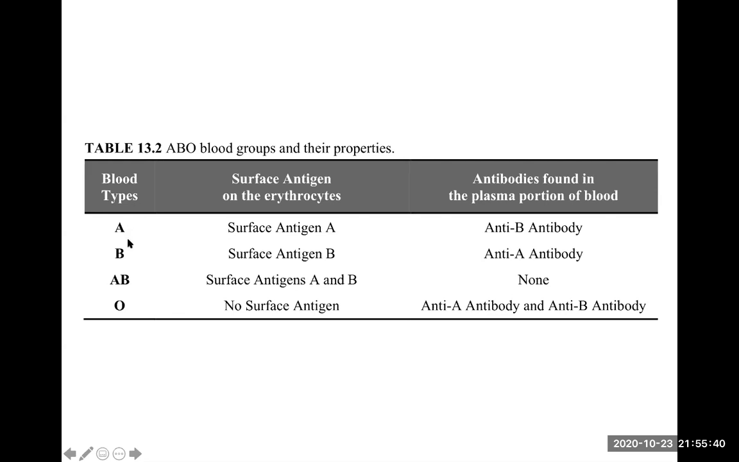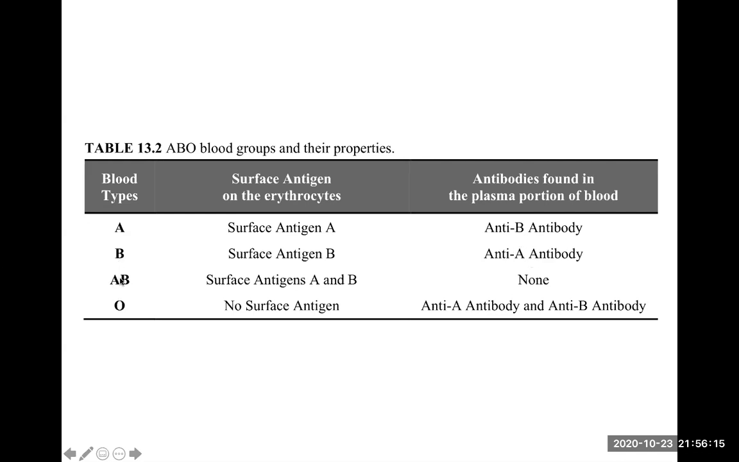This is just a review of what your blood type is, what surface antigen will be found on the erythrocytes, and what antibodies will be found in the plasma portion of the blood. So again, if you're type A blood, you have the antigen A on the surface of your red blood cells, and your plasma will make antibodies against B antigens. If you're type B blood, you have the antigen B on the surface of your erythrocytes, and you will make antibodies against the A antigen. We call them anti-A antibodies.